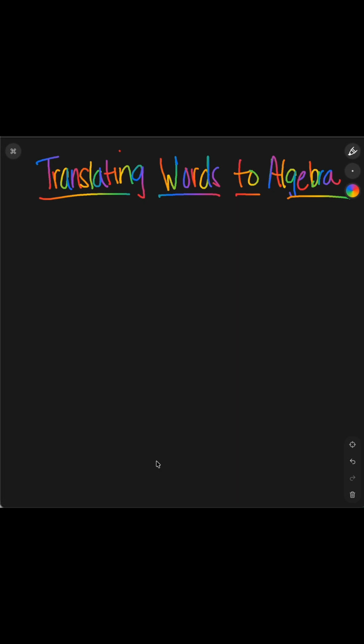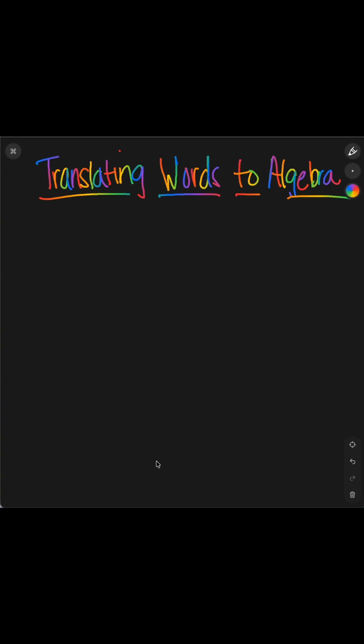Okay, let's jump right in. Let's translate words to algebra. Why translate words to algebra? Word phrases describe relationships using language. Algebra allows us to write those relationships using symbols.